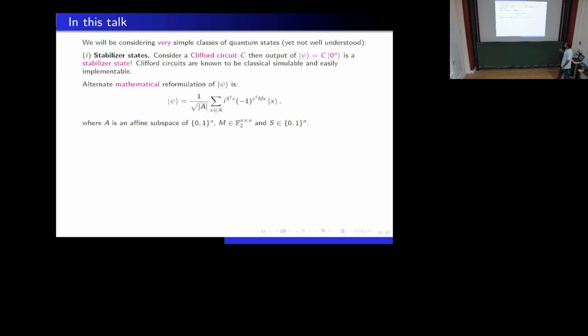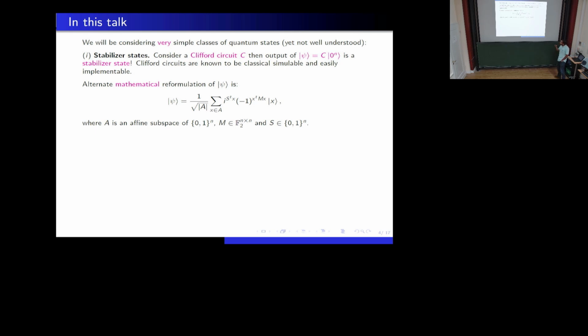How is the state defined? It is a superposition over all elements x in this affine subspace, with amplitudes i^(s^T x) times (-1)^(x^T M x) divided by the square root of |A|. Here s^T x is the inner product between the n-bit vector s and the n-bit string x, and x^T M x is just a degree 2 function in x. The amplitudes are 1 over the square root of |A|.